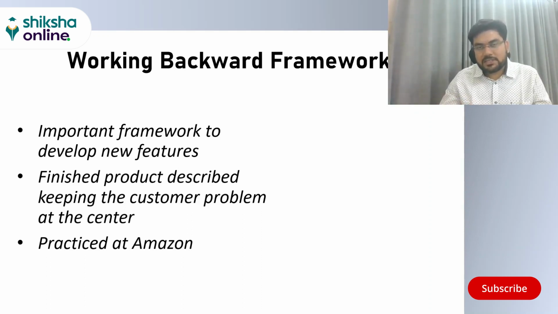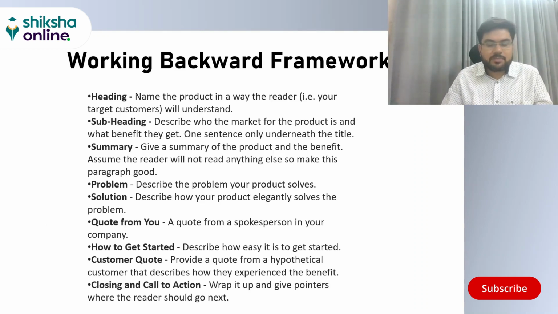From there, this will move in a backward direction in terms of the complete journey of implementing this product requirement, and then the whole team needs to be convinced about these features, and then it goes into development. It starts with a small press release that the product managers at Amazon need to come up with, wherein they mention in the heading the name of the product in a way the reader will understand. Then in the subheading they describe who the market is for the product and what benefit they get. So while describing this feature for Alexa, we will describe the market and what benefit the customers are getting from it.